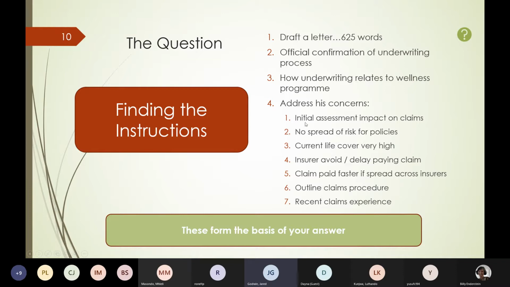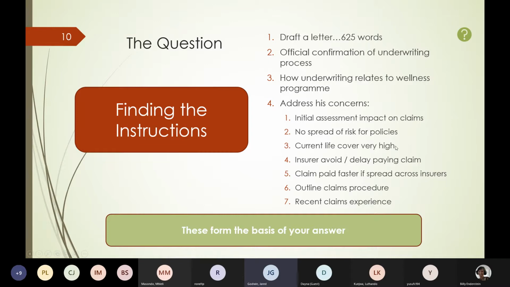But he's got concerns. Again, initial impact. And I've written these the way the question detailed them, so you can see this is coming out more than once, and it's showing you that you do need to tackle that. His other concern was the no spread of risk for the policies. Another one was the current life cover was very high. This is a good one.